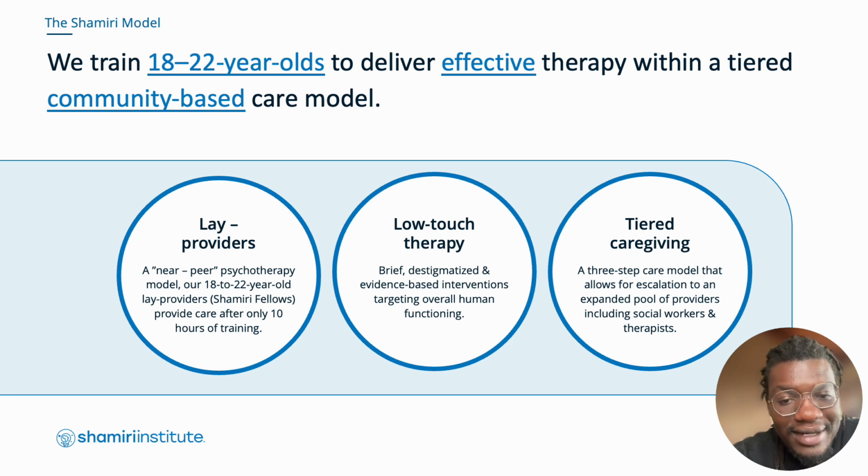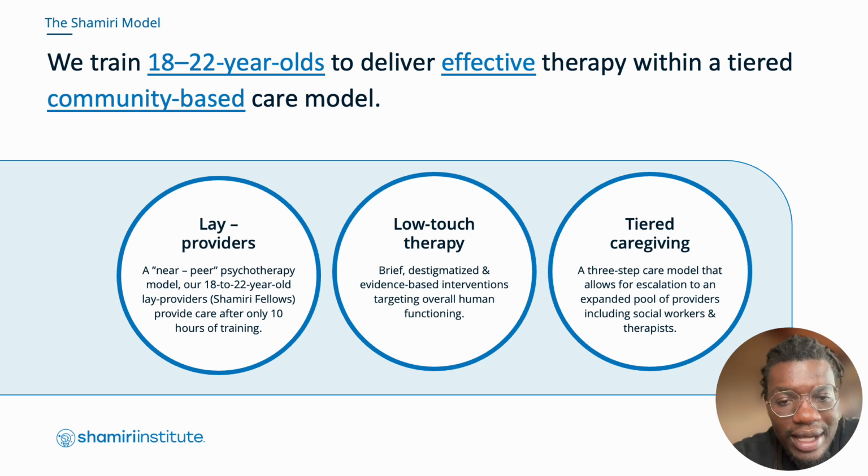There is a lot of evidence now that this type of low-touch therapy, which is less stigmatizing and can be delivered by lay providers like the ones we're using, can be effective for providing mental health care and solutions. We know, though, that low-touch therapy and lay providers are not effective for all forms and all severity of mental health problems. That is why the third part of our model is a tiered caregiving model, which allows for the escalation of severe cases to more professional experts.